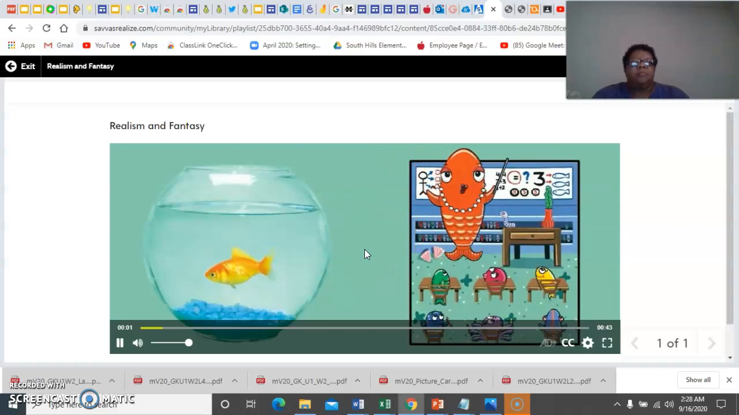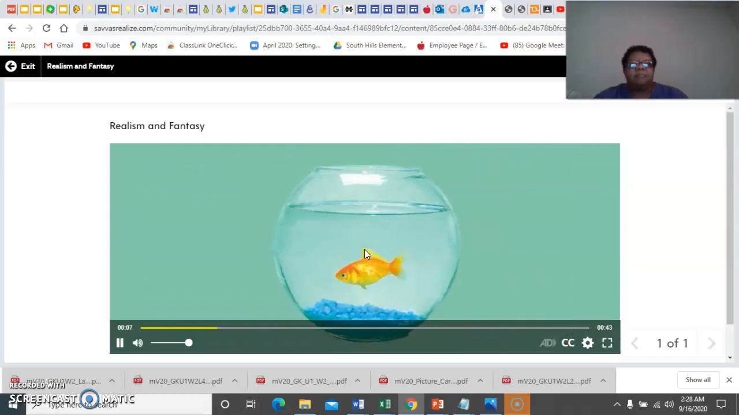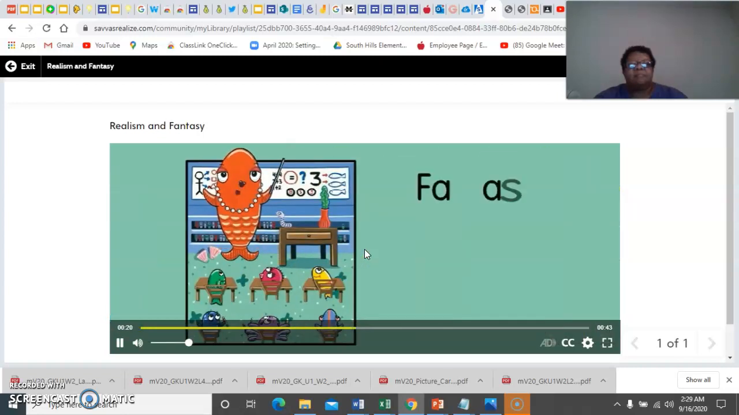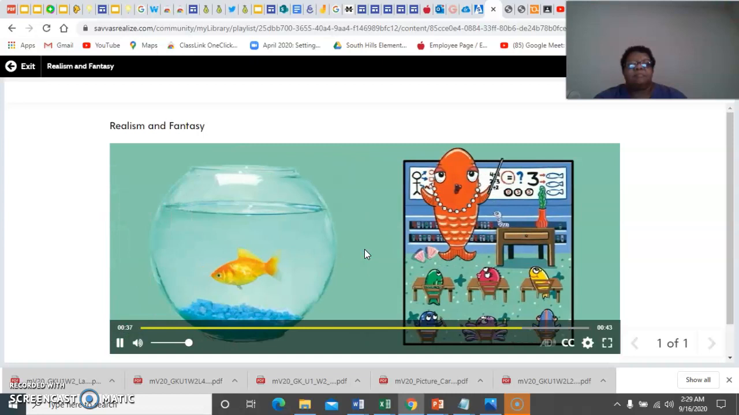Realism and fantasy. There are stories that are real and stories that are make-believe. A story about a fish, like this one, would be real. This kind of story has realism. This fish looks and acts like a real-life fish. Raise your fin if you know the answer. A story about these fish would be a fantasy. Fish don't speak or go to school. A fantasy tells about people, places, or events that are make-believe. Think about your favorite story. Would the story have realism, or would it be a fantasy?